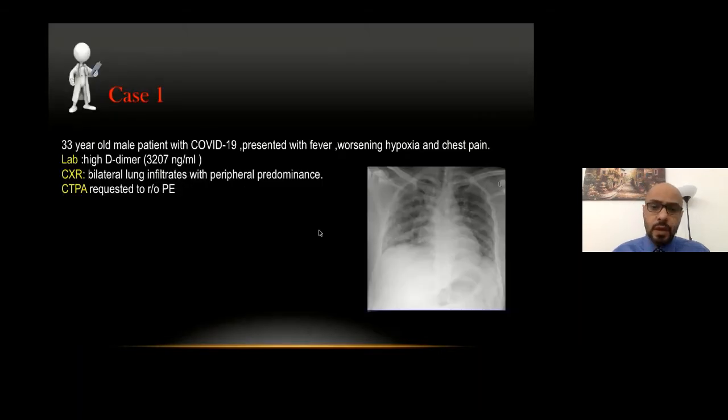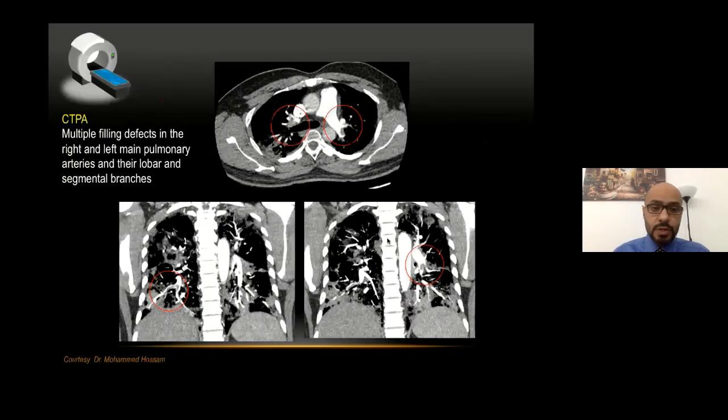We'll start with our cases. This is a 33-year-old male patient with COVID-19 presenting with fever, worsening dyspnea and chest pain, and also high D-dimer. The chest X-ray revealed bilateral lung infiltrates with peripheral predominance, as you can see in this area, and CT pulmonary angio was requested to rule out pulmonary embolism. It revealed multiple filling defects in the main branches of the pulmonary artery as well as in the lobar and segmental branches.